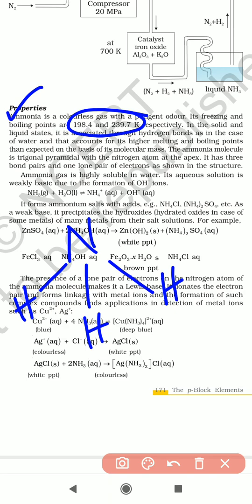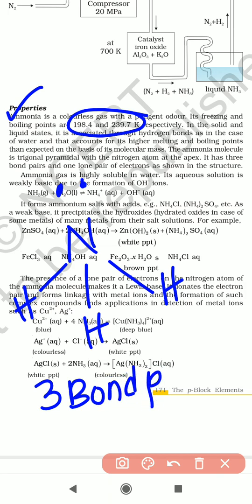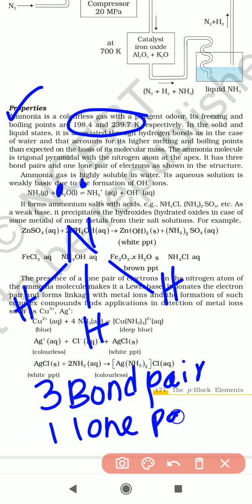So let us see the diagram once. What shape does ammonia have? The geometry looks like this. In this ammonia geometry, there are totally 3 bond pairs of electrons and 1 lone pair of electrons.